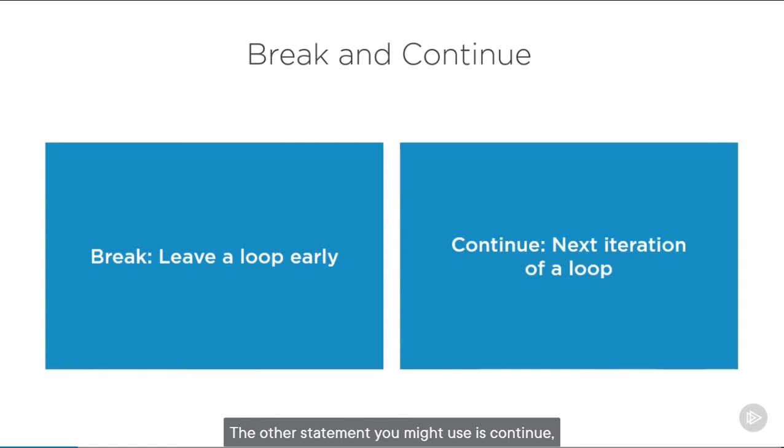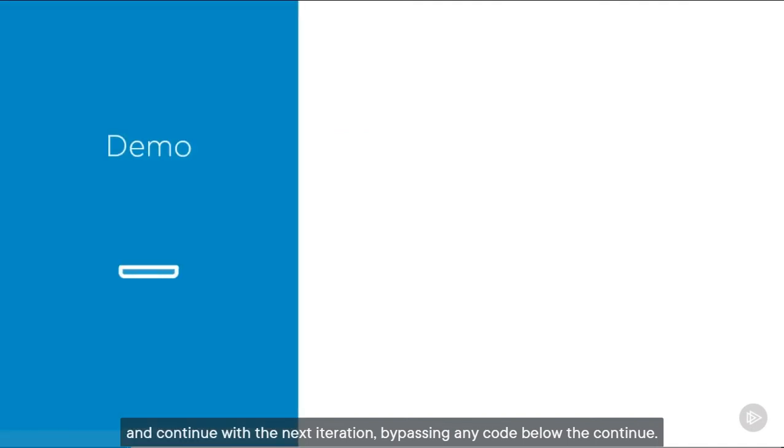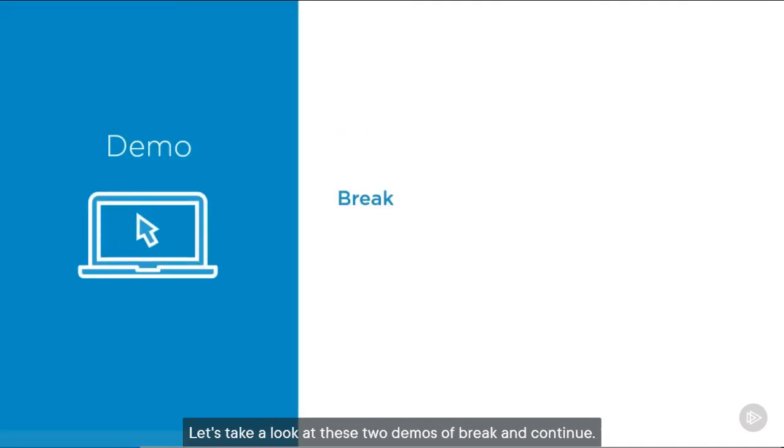The other statement you might use is continue. And continue will let you go back up to the top of the loop and continue with the next iteration, bypassing any code below the continue. Let's take a look at these two demos of break and continue.